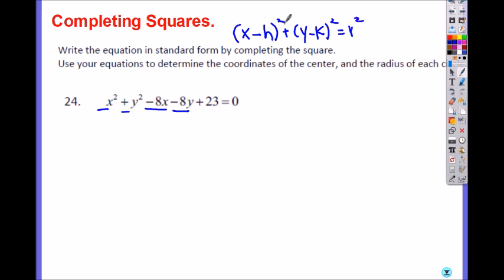We need to complete a square for x's, and you have to complete the square for y, for k, and whatever you have on the other side will give you the radius. So first step is group like terms.